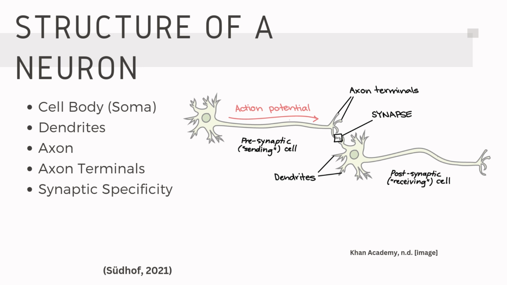Südhof highlights that this structure is essential for synapse formation. The axon is especially important because it carries signals to the synapse where communication between neurons occurs. Importantly, the ability of neurons to form specific synapses depends on molecular cues that guide axons to the correct targets. These signals ensure that the right neurons connect, supporting accurate and efficient neural communication.